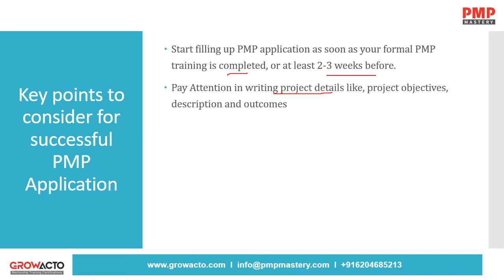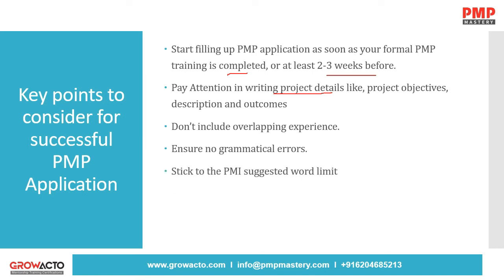The second point here is to pay attention when writing project details like project objectives, description, and outcomes. That's very important. Very carefully you need to write all these details. Also, don't include overlapping experience. And ensure no grammatical errors, and stick to the PMI suggested word limit. There is a 200 to 400 word limit within which you can fill your project description. So stick to the PMI suggested word limit.